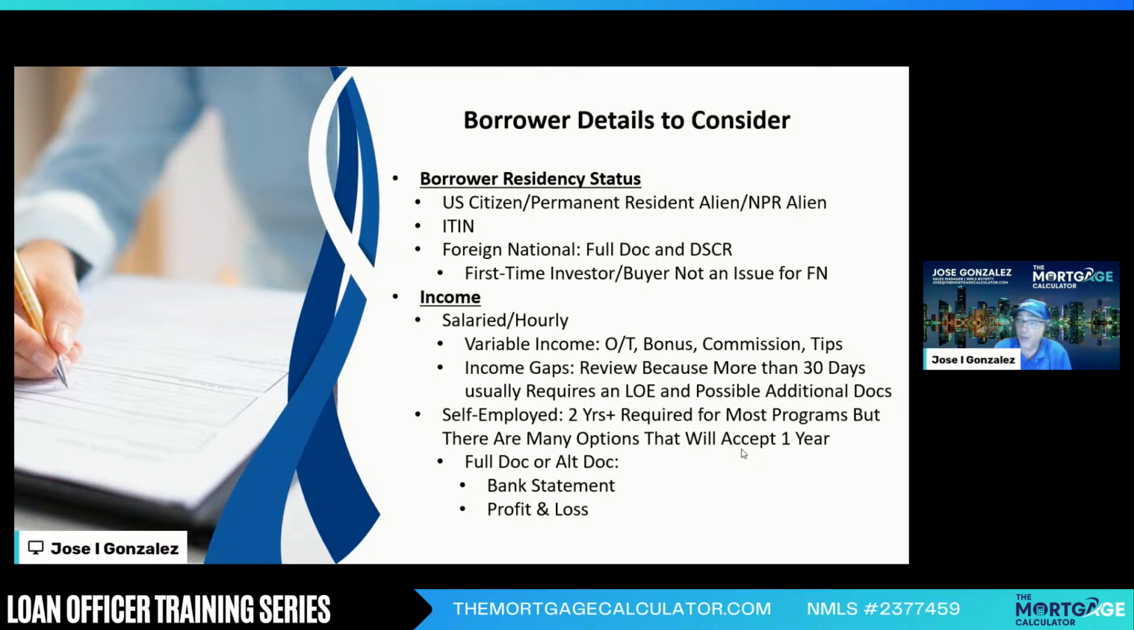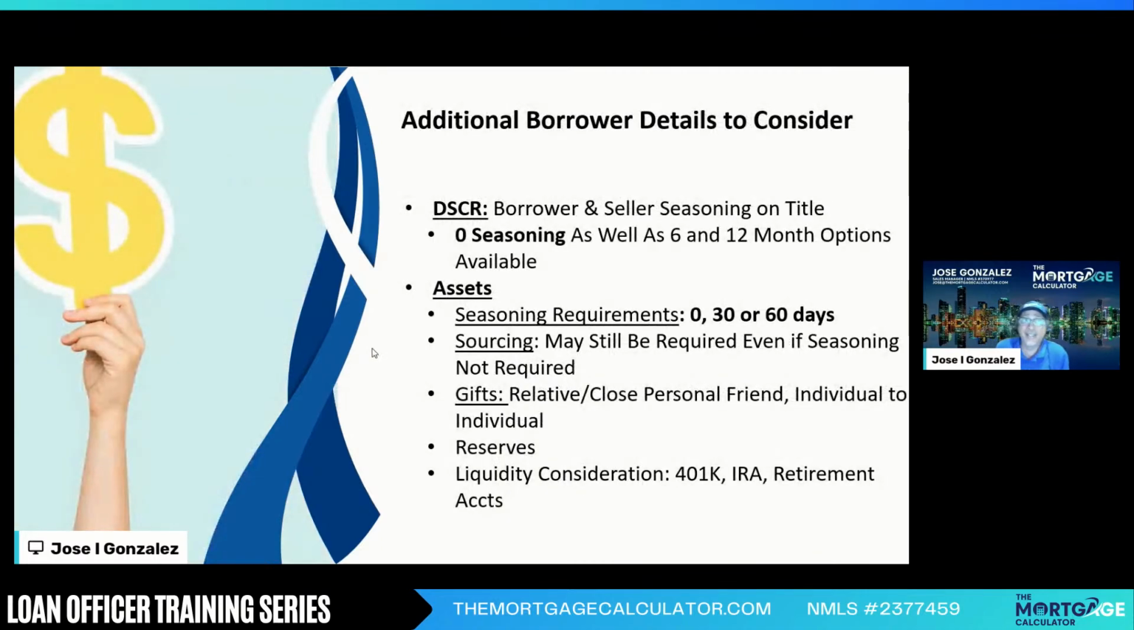The anecdote I mentioned at the beginning was a 1 year bank statement, 1 year in business, but doing that type of duties in their profession for many years. Full doc or alt doc bank statement, profit and loss, and then our very favorite, right, DSCR. But even on DSCR loans, like I mentioned earlier with FHA loans, borrower and seller seasoning on title is really tight on those DSCR loans. You have to really be on point, but fear not. Like I mentioned, we have 0 month seasoning options as well as 6 and 12 month options available.